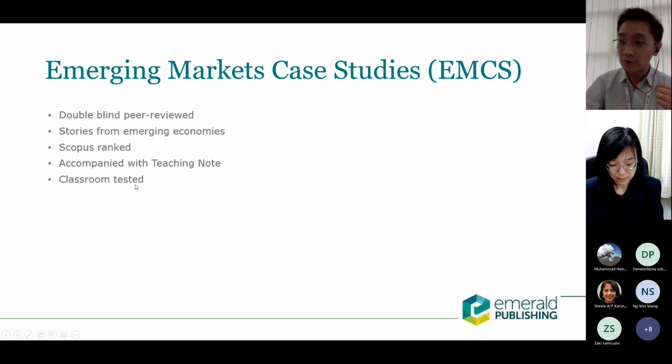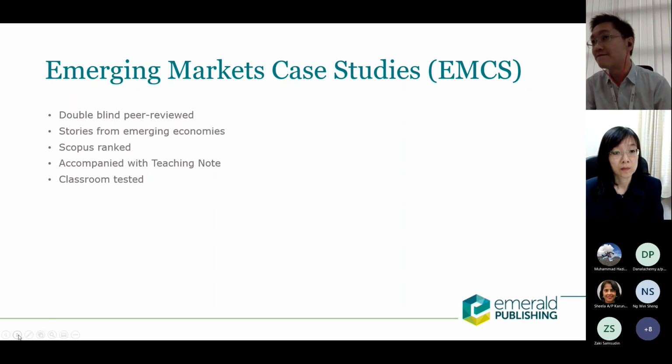We also encourage the authors to test the teaching cases before publication. Some may not have had time yet, but most of the cases would have been classroom tested.